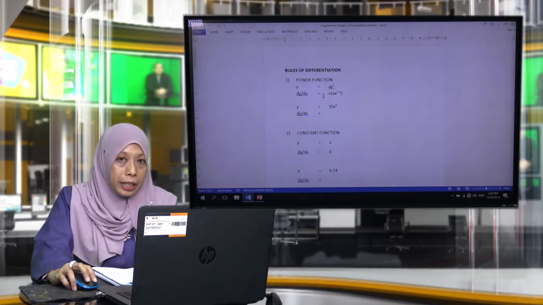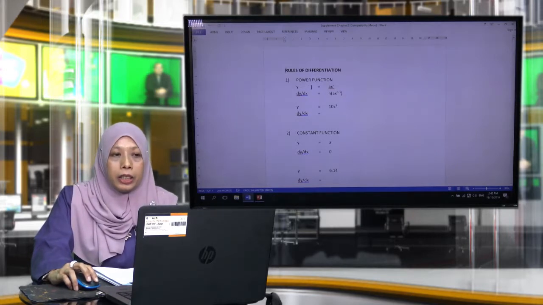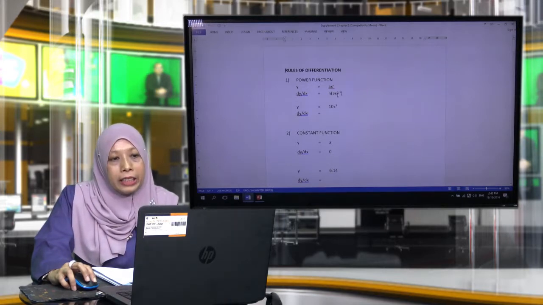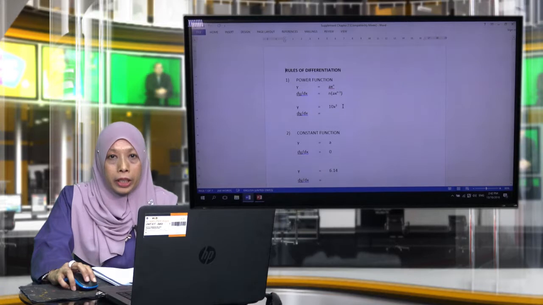If let's say you are given y equals ax to the power of n, to find dy/dx, the first step requires you to bring down the exponent. The second step involves writing down the original equation, and the final step you need to reduce the exponent by 1 unit.